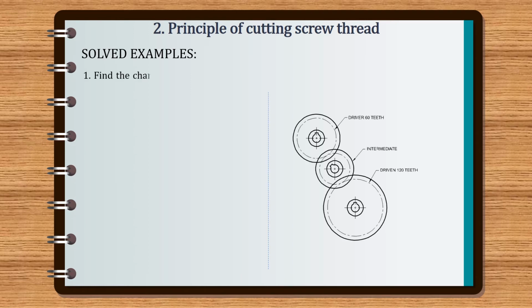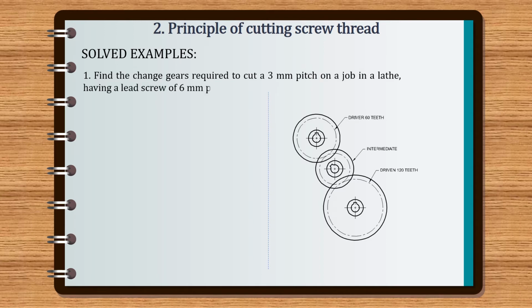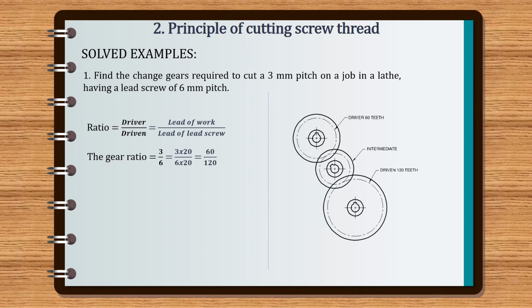Find the change gears required to cut a 3 mm pitch on a job in a lathe, having a lead screw of 6 mm pitch. Ratio is equal to driver by driven is equal to lead of work by lead of lead screw. The gear ratio is equal to 3 by 6, which is equal to 3 into 20 by 6 into 20, which is equal to 60 by 120. So the driver is equal to 60 teeth and driven is equal to 120 teeth.